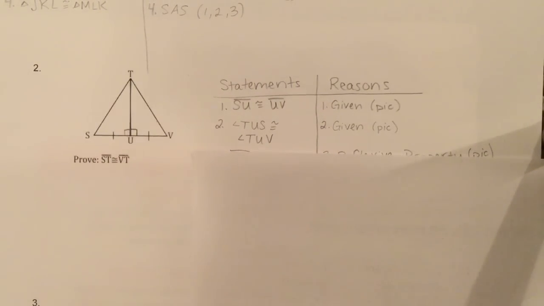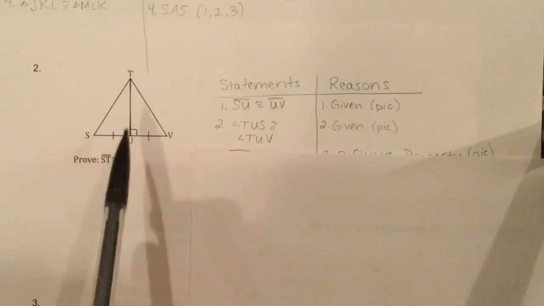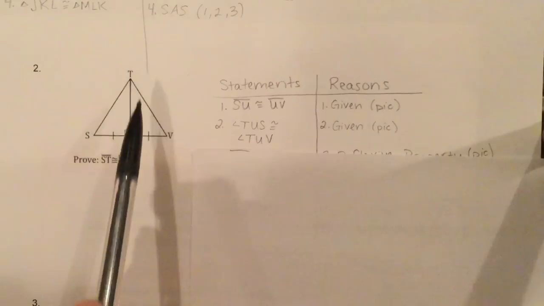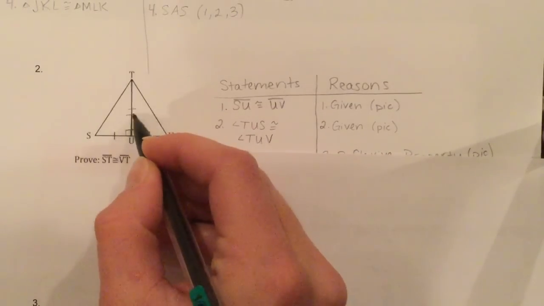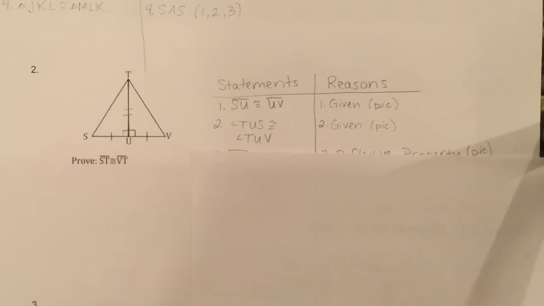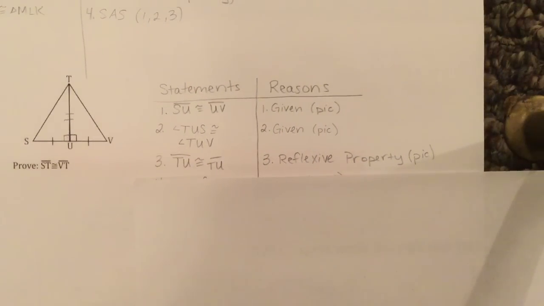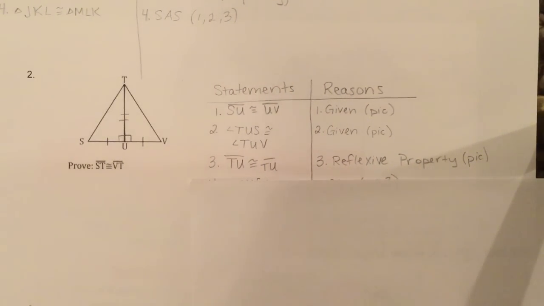For my statement number 3, I'll have to gather some information. There's nothing else given to me on my picture already marked. But I do see that right now I have a side and an angle on each triangle. TU is located on both triangles, so I can use the reflexive property to say that TU is congruent to itself. I'm going to move it over just a little bit. That's from my picture. So TU is congruent to TU, reflexive property. If you remember, reflexive property simply means segments are congruent to themselves.